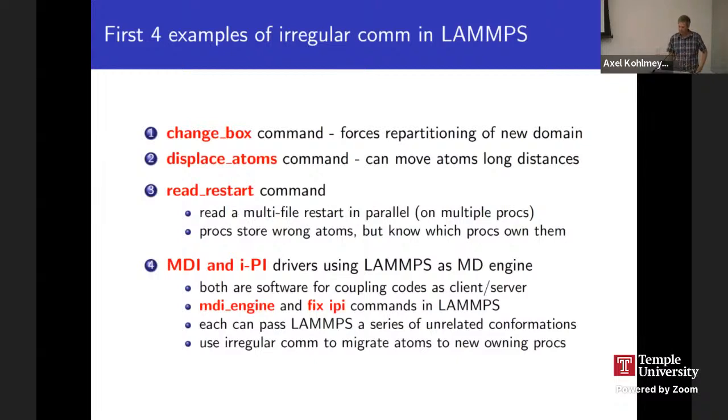So both these commands check if it's not possible to do the normal kind of regular communication to get atoms where they need to be, and they trigger an irregular communication. If that's the case, the configuration is very different from what it was before.